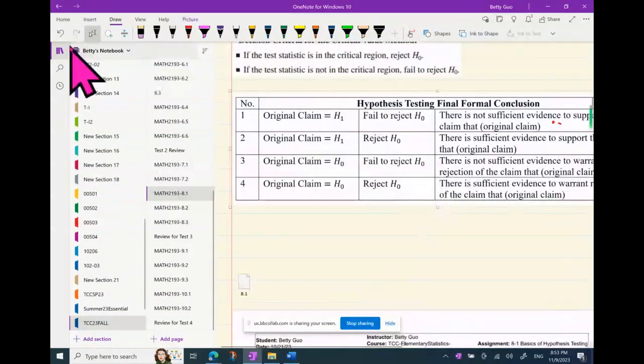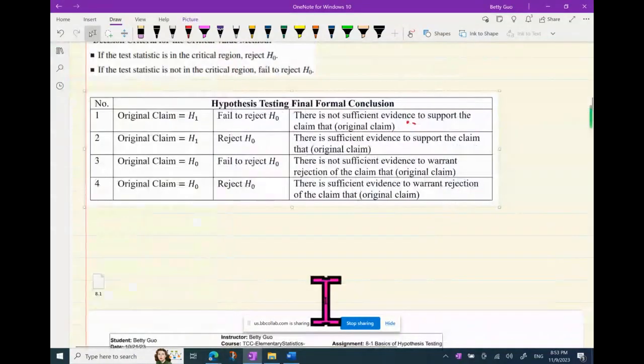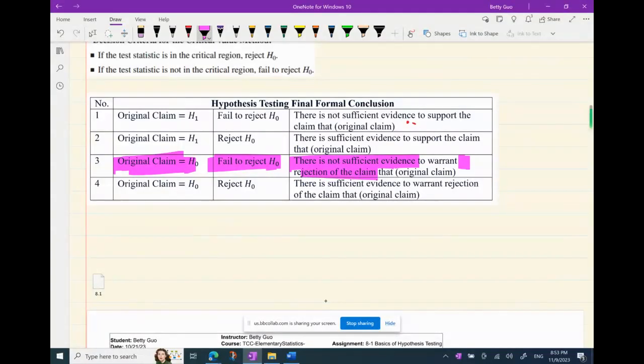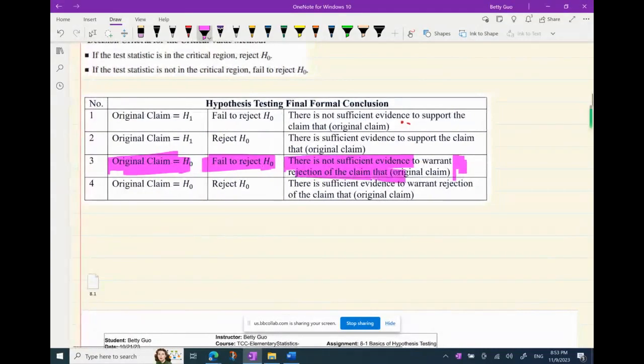So remember, the original claim is the same as our null. When the original claim is the same as the null, and we fail to reject the null, the formal conclusion is we do not have sufficient evidence to warrant the rejection of the original claim. Same as what I just said. But you don't have to worry about that. With the chart, you wouldn't know how to formally make a conclusion about the original claim.